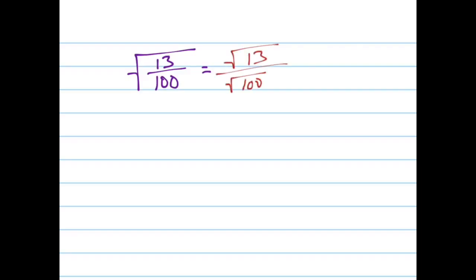Let's start with a real basic example. Radical 13 over 100. What would that become? Radical 13 over radical 100. Then what happens? 100 gets simplified down to 10. That's right, the square root of 100 is 10. Make sense?